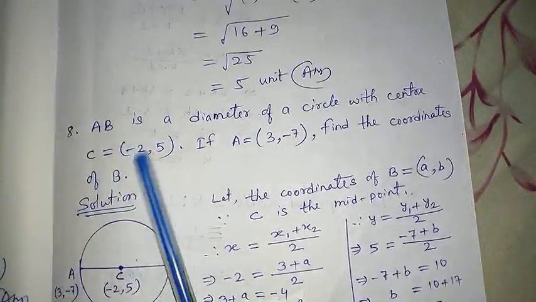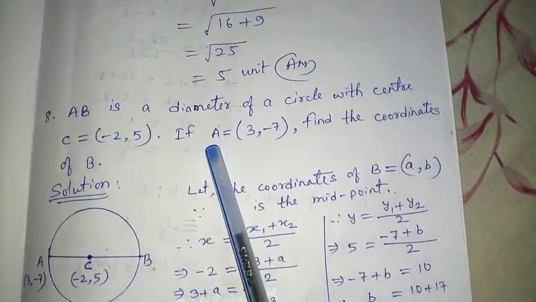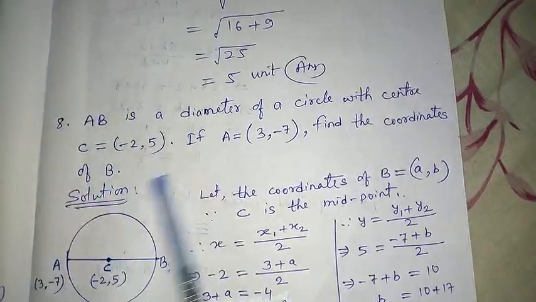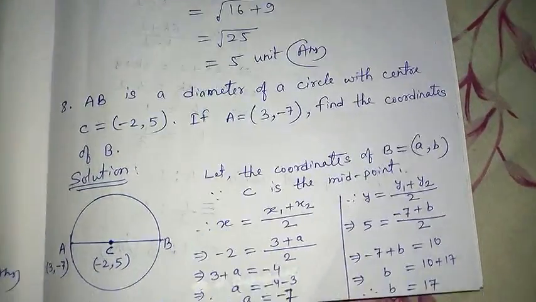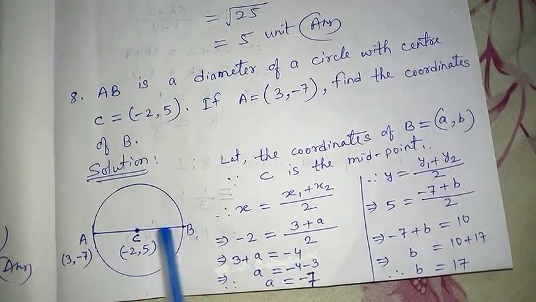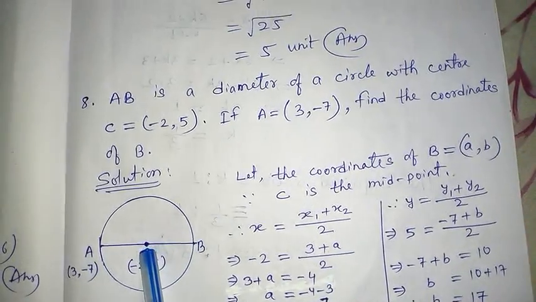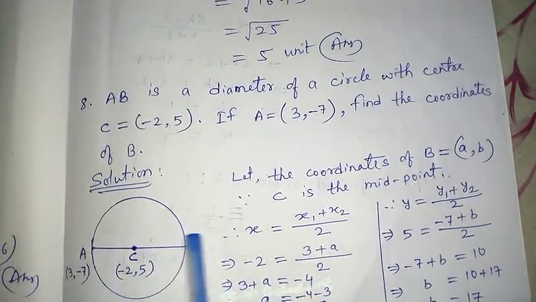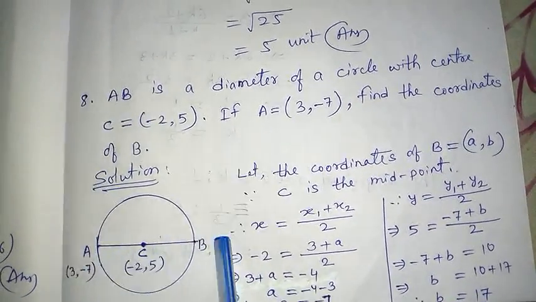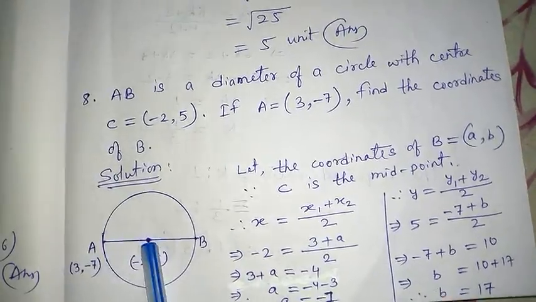Okay, next. AB is a diameter of a circle with center C. If A is 3, 7, find the coordinate of B. Now you can see I have drawn a circle. They are saying AB is diameter. So AB is diameter means diameter always passes through the center, and they are saying C is the center. So C is the center. That means this will be A, this will be B. And you know C is exactly at the middle of AB because it is in the middle. You know this half is called radius also. So that means this is in the middle.